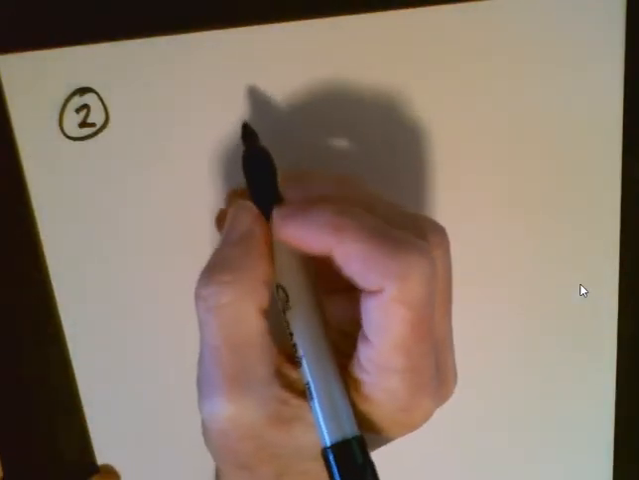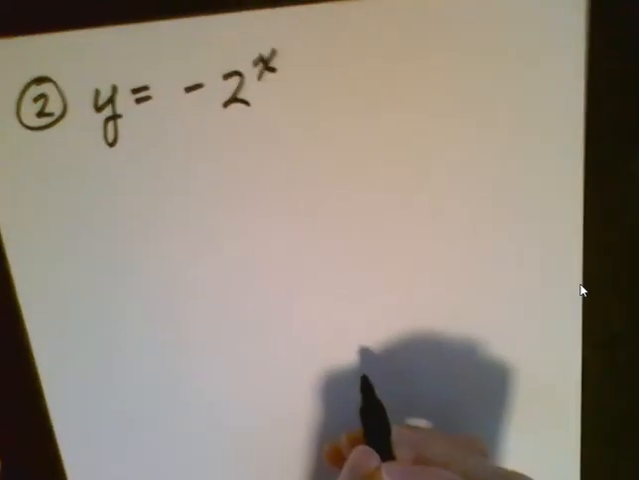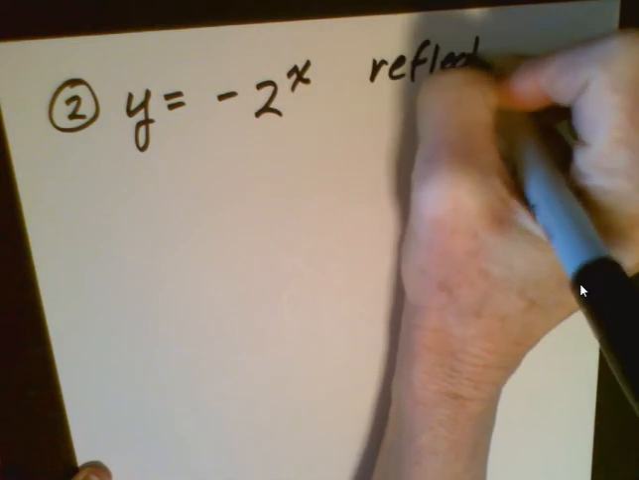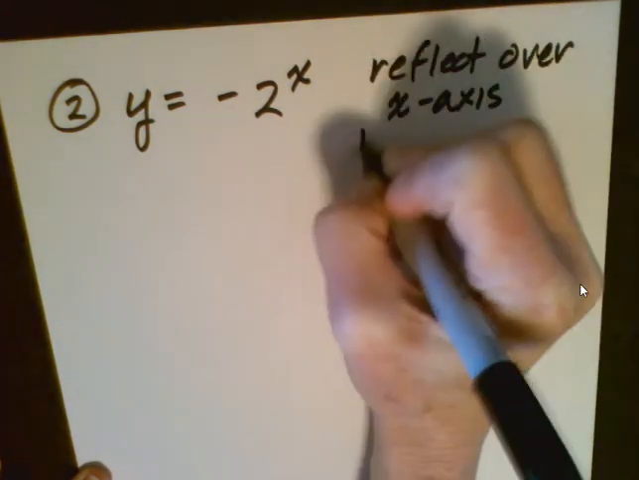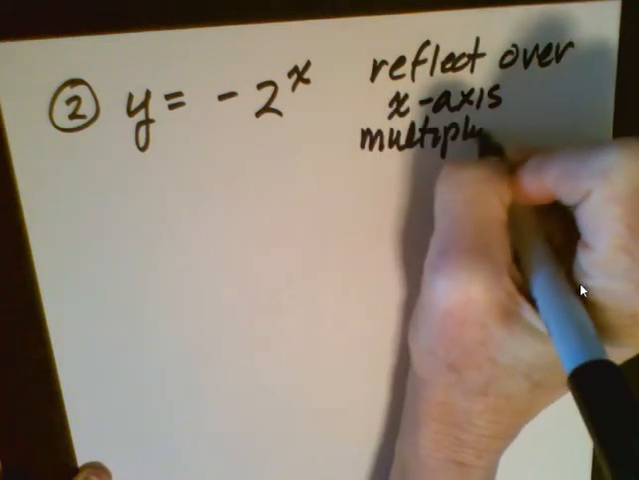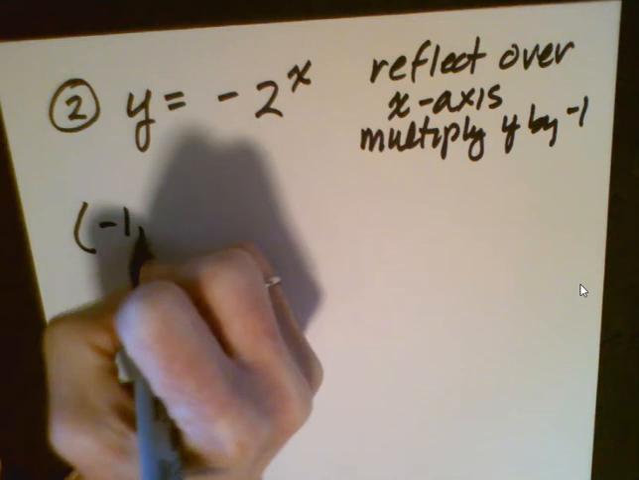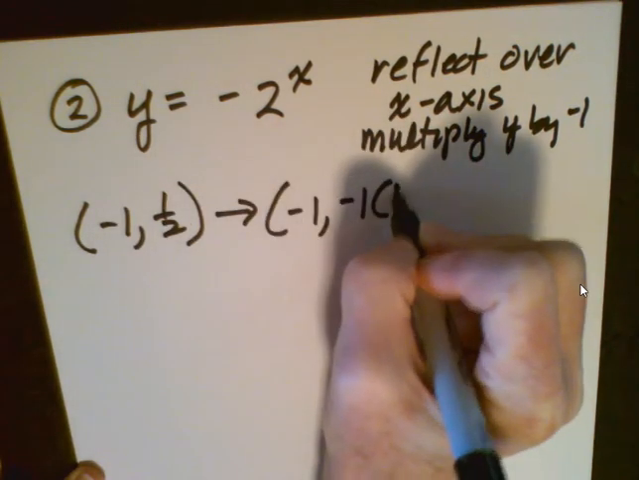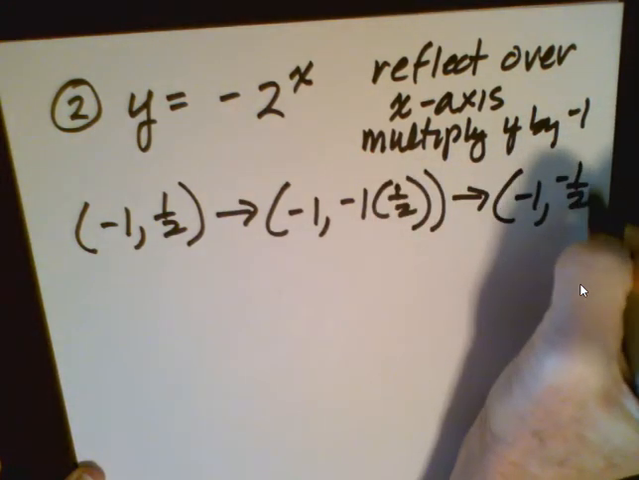Let's look at another one. How about y equals negative 2 to the x? Okay, now we're outside the function. This means reflect over the x-axis. In other words, multiply y by negative 1. My 3 points are negative 1, 1/2. Now I multiply y by negative 1. New point is negative 1, negative 1/2.